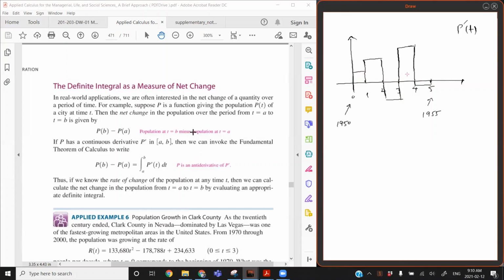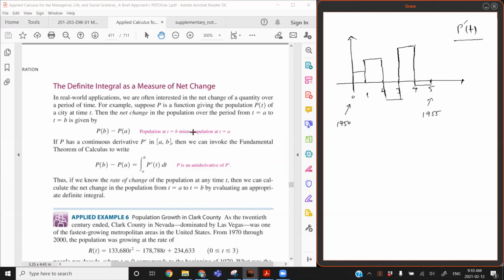The ones that are above the x-axis, you need to add them up. The ones that are below the x-axis, you need to subtract them. So the total population until the year 1950 would be this plus this plus this minus this minus this.